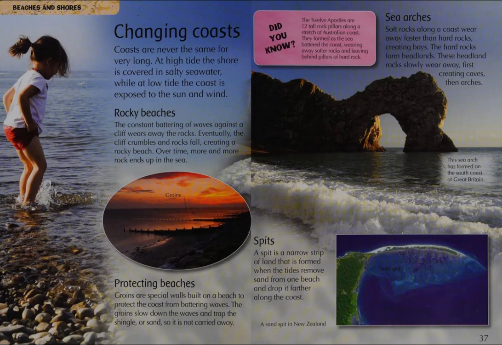Spits. A spit is a narrow strip of land that is formed when the tides remove sand from one beach and drop it farther along the coast. A sand spit in New Zealand. Sand spit. Did you know? The 12 Apostles are 12 tall rock pillars along a stretch of Australian coast. They formed as the sea battered the coast, wearing away softer rocks and leaving behind pillars of hard rock.